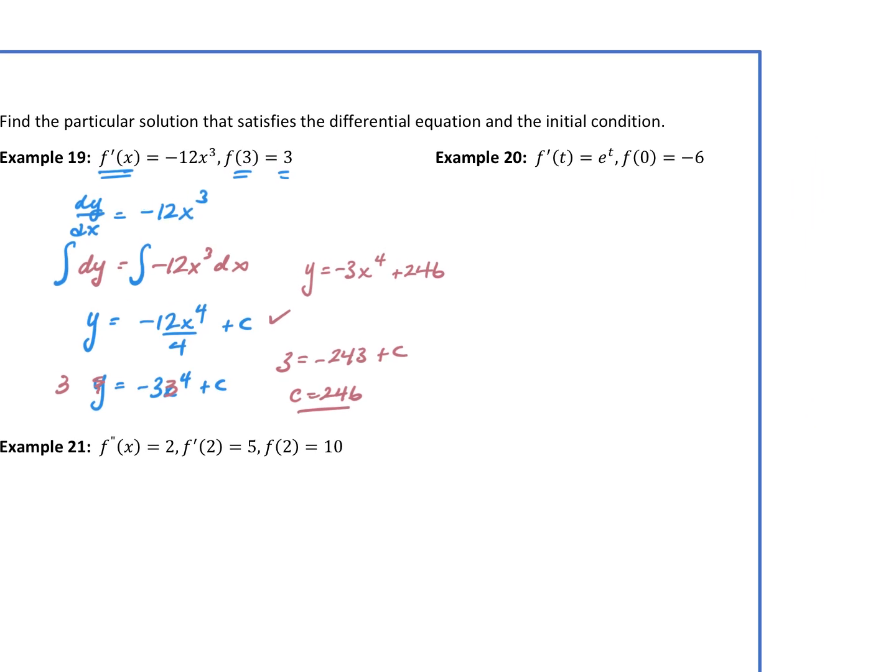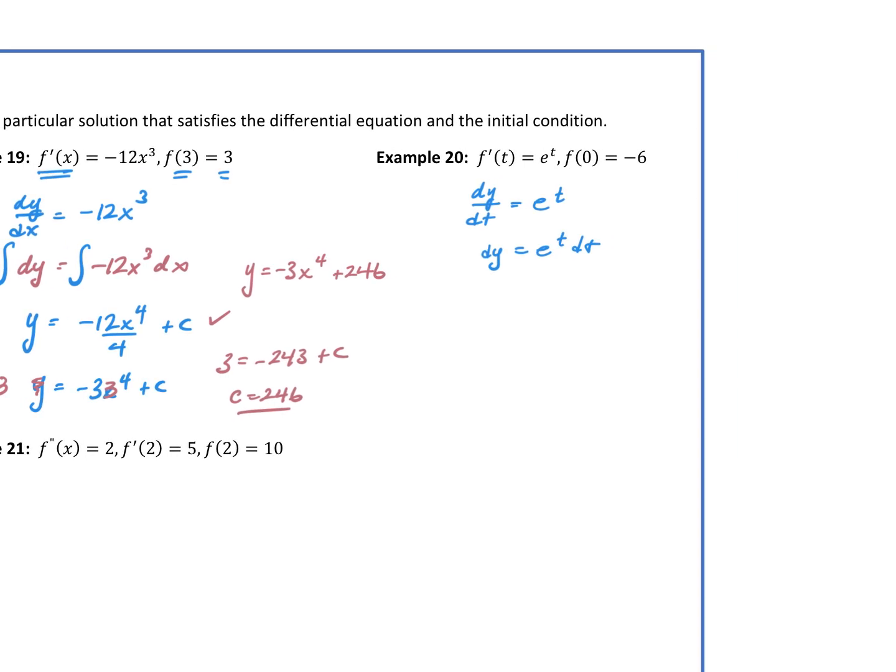All right, here we've got dy dx. Actually, this is dy dt, so let me rewrite this. So dy dt equals e to the t. So dy equals e to the t dt. Yes, you must pay attention to it. They very often use t instead of x, okay? All right, so we integrate both sides.